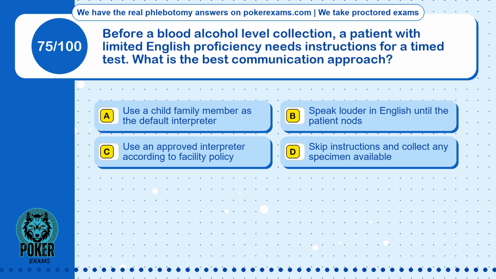Question 75. Before a blood alcohol level collection, a patient with limited English proficiency needs instructions for a time test. What is the best communication approach? Option A, use a child family member as the default interpreter. Option B, speak louder in English until the patient nods. Option C, use an approved interpreter according to facility policy. Option D, skip instructions and collect any specimen available.